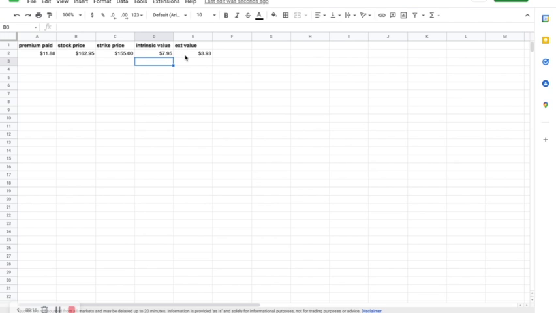And to calculate the extrinsic value, we're going to take the premium paid, that's how much the contract costs, and subtract the intrinsic value that we just found. That just shows what we did here: premium paid minus the intrinsic value gives us the extrinsic value of almost $4, and compare that to the 65 cents of the 94 delta Apple contract.